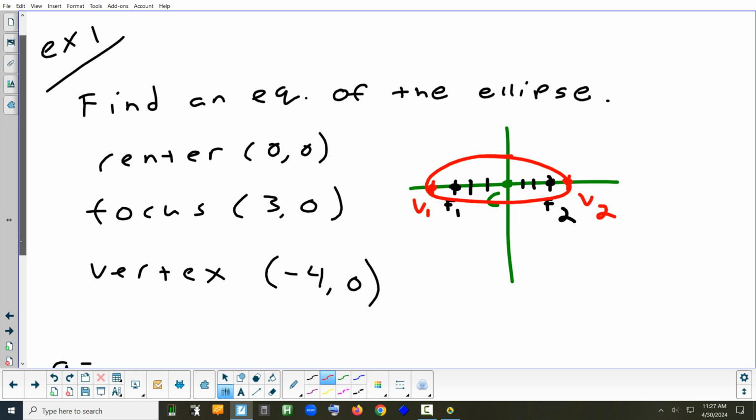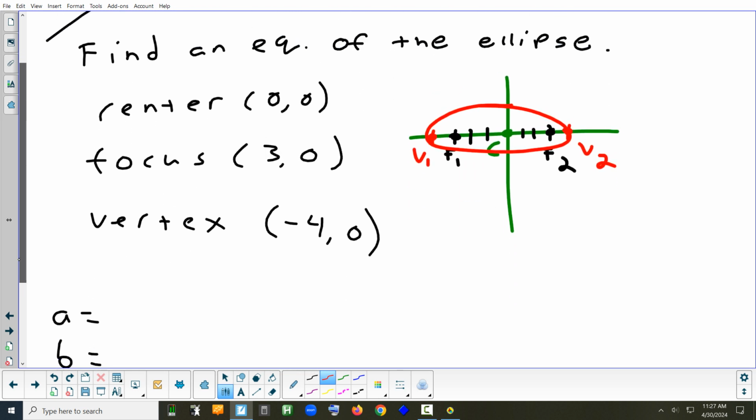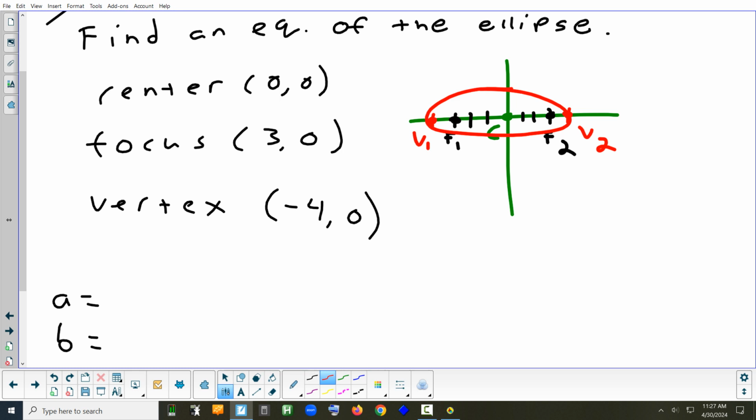Okay, so we need the equation of an ellipse that is horizontal. Ellipses always start x squared, y squared. There's a plus between them. Tomorrow it's going to be a minus. Today it's plus. And they're equal to 1.